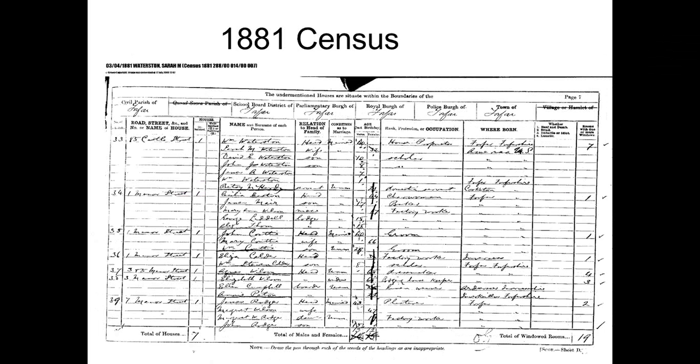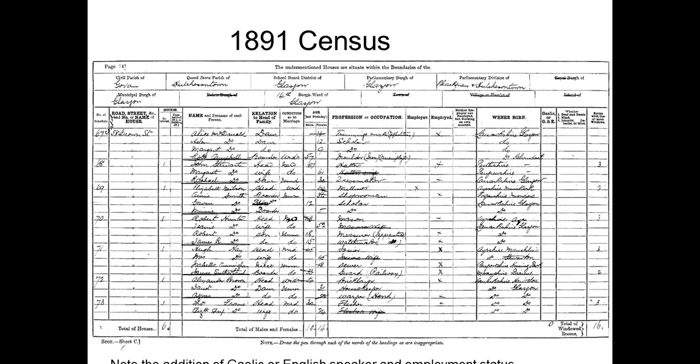In 1881, very similar to the previous one, you can see what we have there. And in 1891, perhaps the most interesting addition, if you've got family who lived in a Gaelic-speaking area, there's an additional column now indicating whether the person spoke Gaelic or Gaelic and English. And also we've got some employment status noted here, whether someone was an employer or was employed. So slight and subtle differences between the different census records, but all of them giving this huge treasure trove of information pertaining to an individual family.